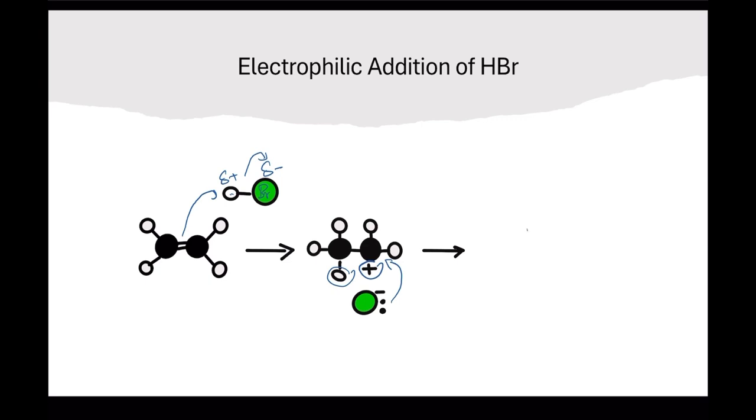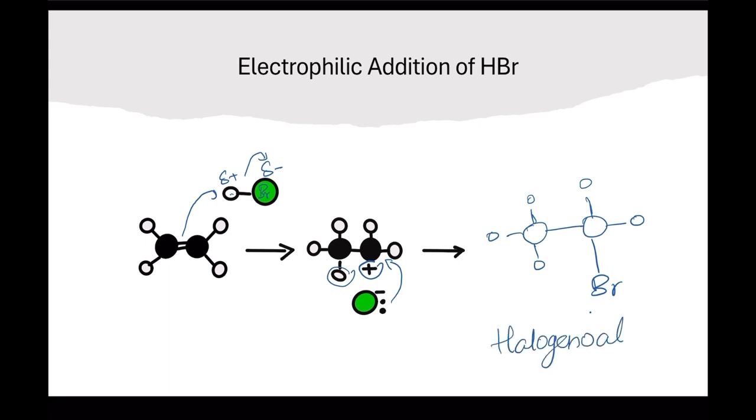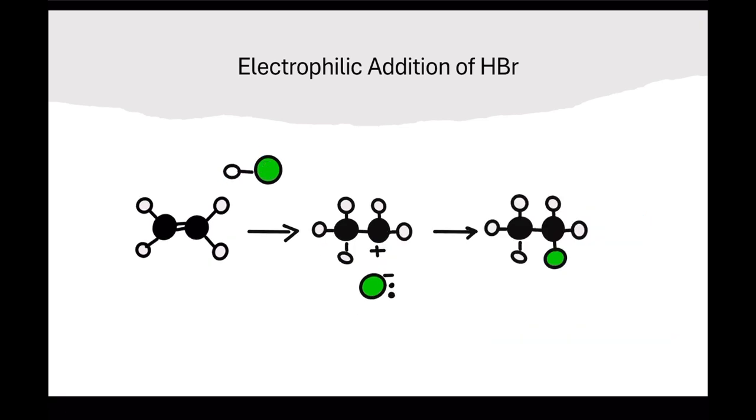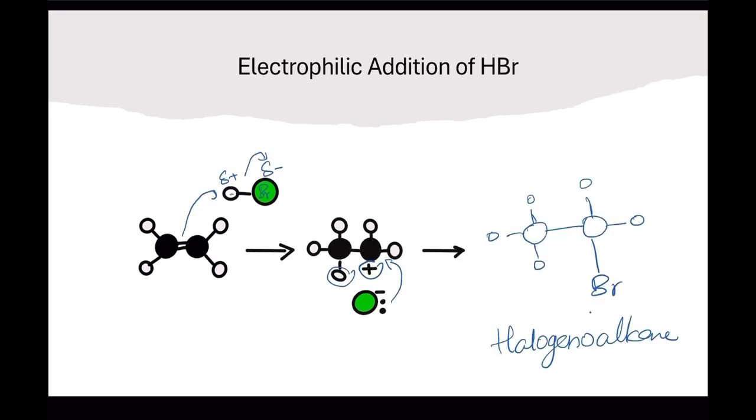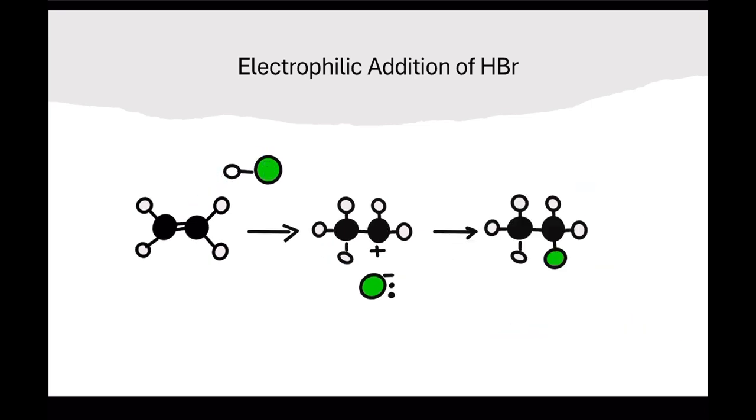So what am I going to get as a product? I'm going to get something like this, right? So this is my Br, and I have my carbons and my hydrogens, right? So I'm going to end up with this. What is this called? I have a halogen, and this is an alkane, right? So this is a halogenoalkane. Okay. So this is just your electrophilic addition of HBr, right? On a normal primary alkane. So this is what you have, and this is what you are going to end up with. I should have probably just used this image.